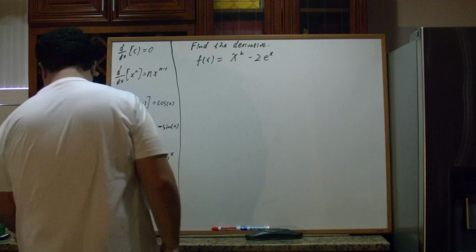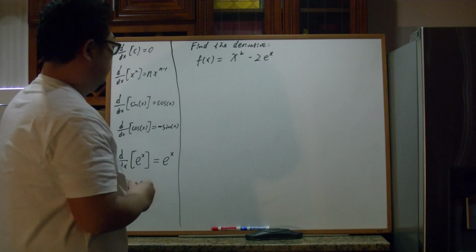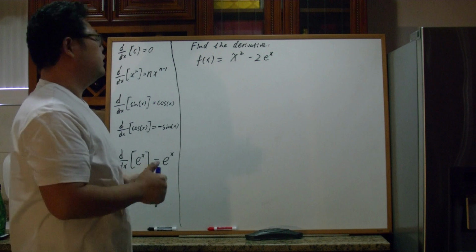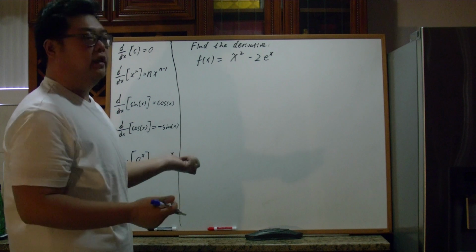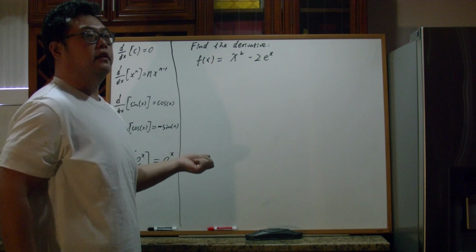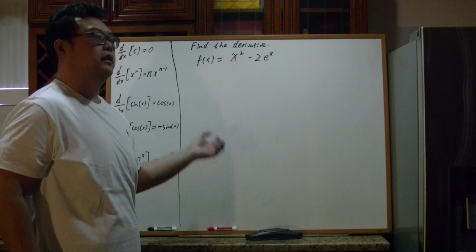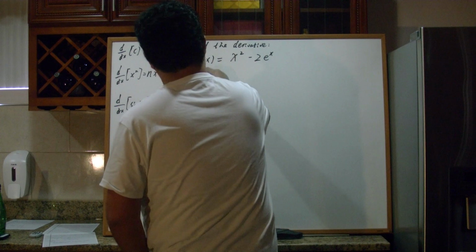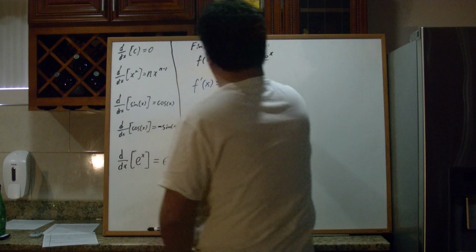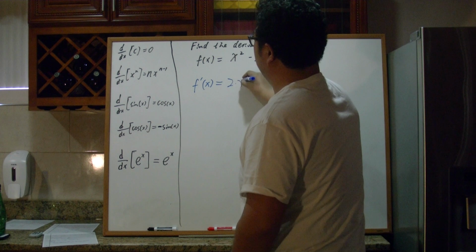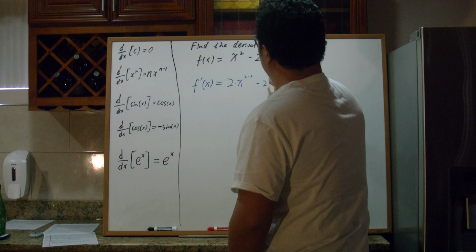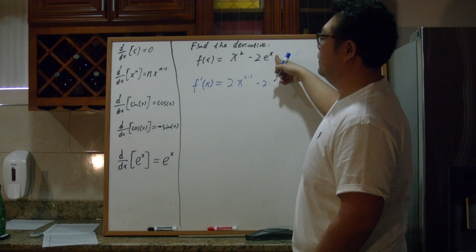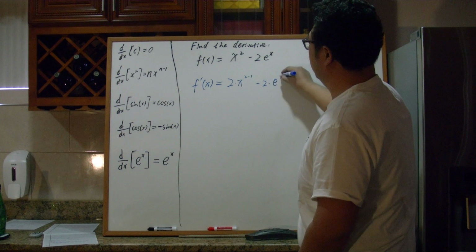Now we see the function one by one. For f of x equals x squared minus 2e to the x, the linear combination is still working: coefficient is still coefficient, and sums and differences are still sums and differences of derivatives. X squared will be 2 times x to the 2 minus 1, and this 2 is a coefficient. We have e to the x as the function here, then the derivative of that is still e to the x.